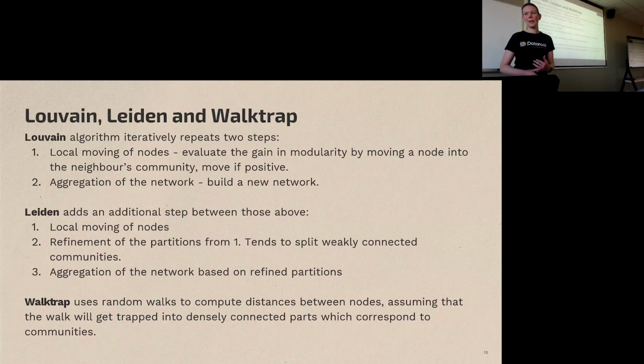Leiden is an advanced Louvain where it takes the Louvain method, but adds an additional step in the middle. It looks at the clusters the first step produces, and if it finds clusters that have a weak connection in the middle, so it's sort of 2 clusters together with only a weak spot in the middle, it will split them back out. Walktrap is quite different. It takes that graph network and uses random walks to compute distances between 2 different nodes. It assumes that if there's a densely connected area, the random walk will tend to get caught in that area and give quite a long distance.